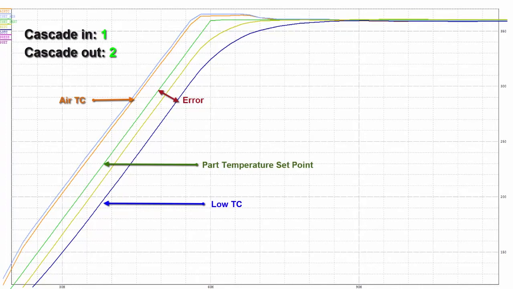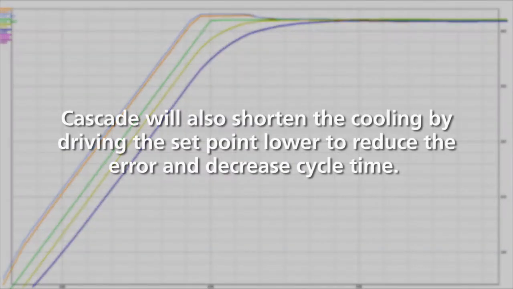Since Cascade allows you to make up the error, it also shortens up the cure cycle time. As you can see here, it draws the low TC into soak sooner than if it was not being pulled up. Had we not used Cascade, the air TC here would be close to the part rate, meaning it would take longer to get into soak. This is also the case on the cooling side. Cascade will also shorten the cooling by driving the set point lower to reduce the error and decrease cycle time.